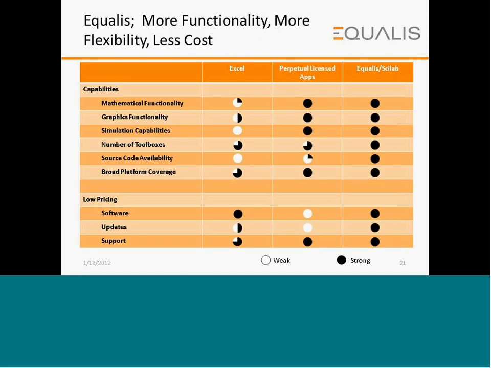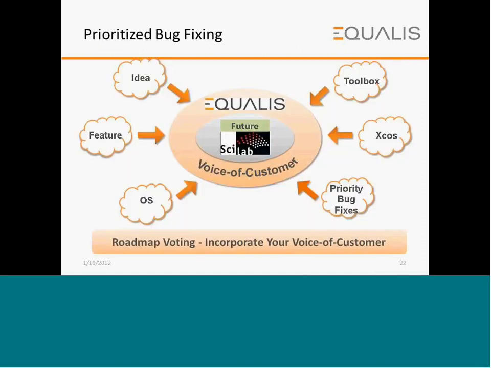Here is a comparison of Equalys Scilab capabilities and cost against Excel and traditional license applications. As you may see, Equalys offers more functionality, more flexibility, and low cost against all of the available applications in the market. Future Scilab modules are strategically being executed based upon the voice of the customer and incorporated into toolboxes and other features.